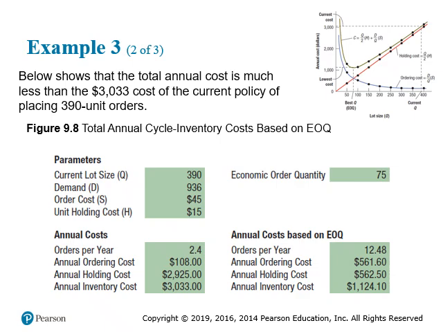$561.60 instead of $108. So we've moved up the curve in terms of ordering cost, but we've moved down the curve in terms of holding costs. So we've moved back down to $562.50. And you'll notice that now we've balanced annual ordering and annual holding costs. As a result, our annual inventory cost for this cycle inventory is $1,124.10. That's a lot better than $3,000.